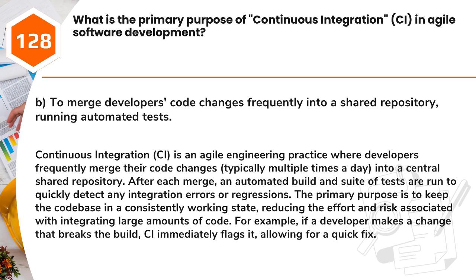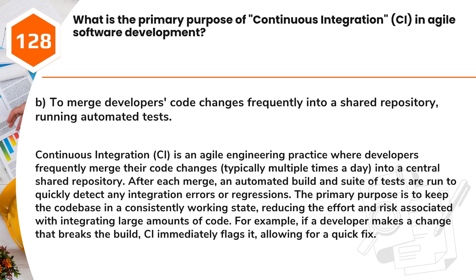B. To merge developers' code changes frequently into a shared repository, running automated tests. Continuous integration, CI, is an agile engineering practice where developers frequently merge their code changes, typically multiple times a day, into a central shared repository. After each merge, an automated build and suite of tests are run to quickly detect any integration errors or regressions.